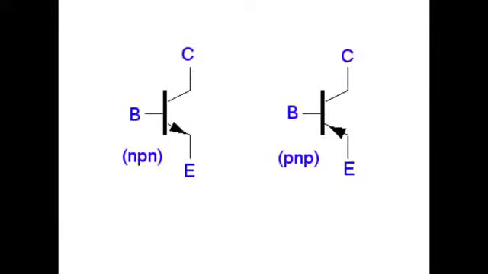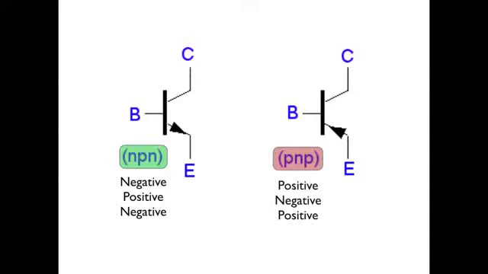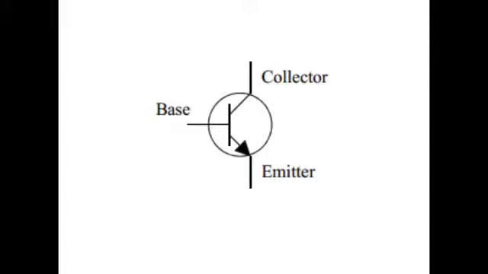There's 2 types of transistors. One is a negative, positive, negative, and the other one is a positive, negative, positive. You can tell the difference in a diagram by looking at the arrow pointing away or pointing to the base. For this video, we're really not going to look at the difference. They're both switches, so we're going to look at their role as a switch. Here's how transistors are illustrated in a diagram.